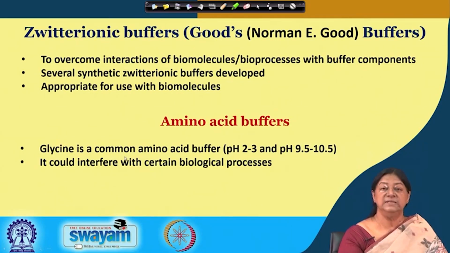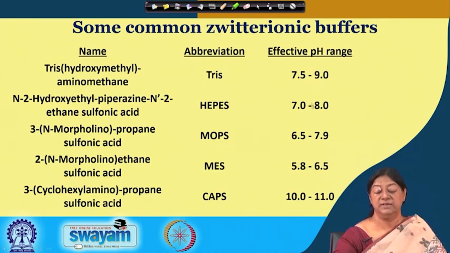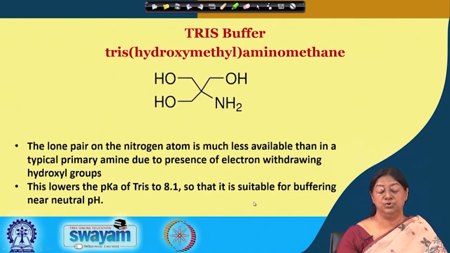For example, glycine is a common amino acid buffer, and it has two ranges where it can work: pH 2 to 3 and pH 9.5 to 10.5. However, this can also interfere with certain biological processes. Some commonly used zwitterionic buffers are the Tris buffer, the HEPES buffer, MOPS, MES and the CAPS buffer, and the effective pH range is given in this table here. We will just go through some of them to show their uses.